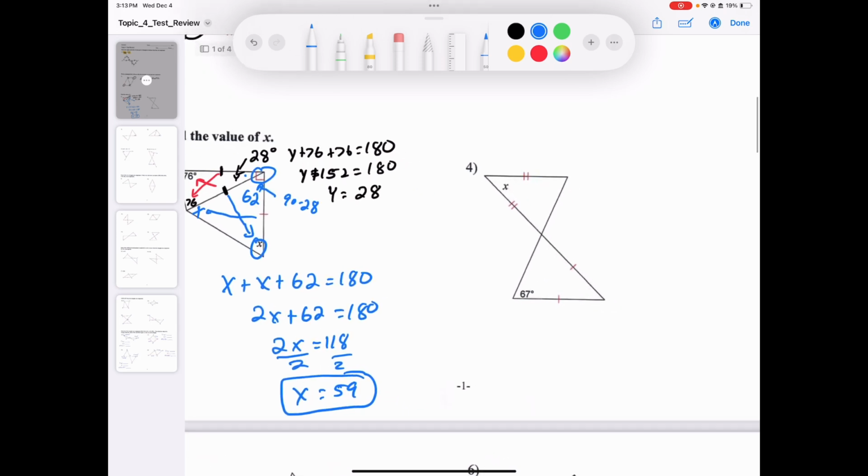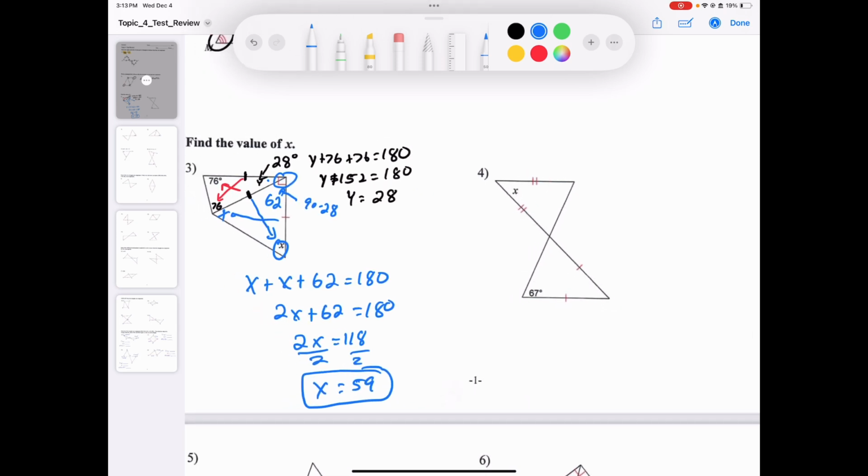Number 4, a little bit the same way. I've got a 67 down here. I've got my x up there. I got to use that 67. So I've got an isosceles, so that angle and that angle have to be the same. So that makes that one 67, which also makes that one 67 because they're congruent to each other. Vertical angles are congruent. And now notice I have tick marks there and there, so those two angles are congruent to each other. So that makes that one right there 67 as well.